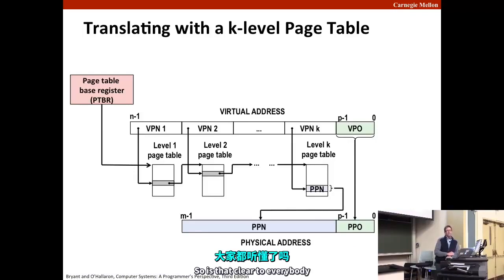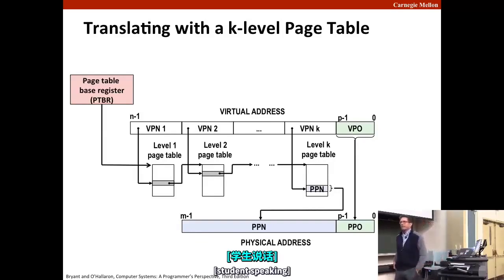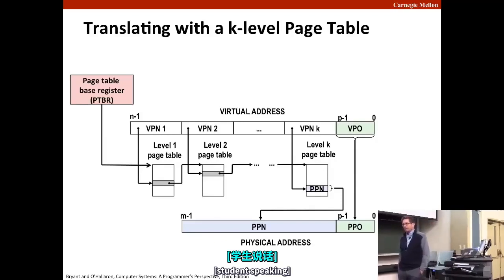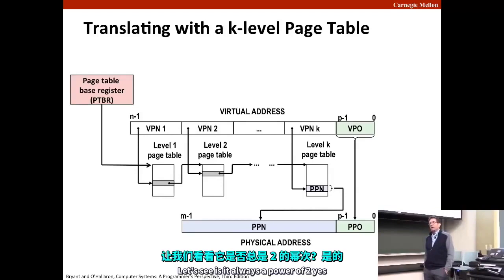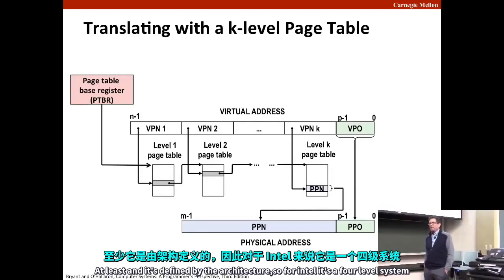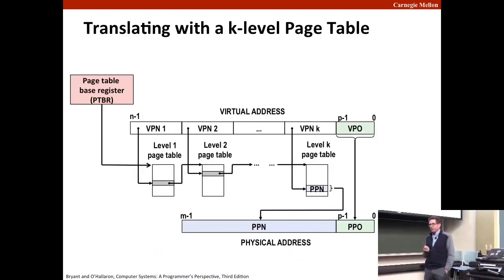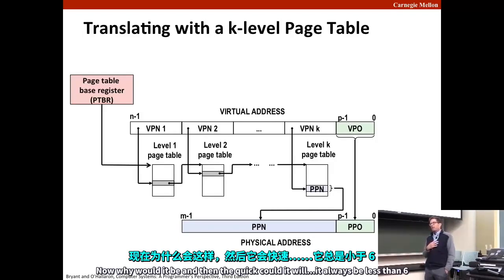So is that clear to everybody? Yes, question? So does that mean that the number of levels will always be a power of 2, and there cannot be more than 6 levels? Let's see, is it always a power of 2? Yes, at least. And it's defined by the architecture. So for Intel, it's a 4-level system. Now, why would it be, and then will it always be less than 6?